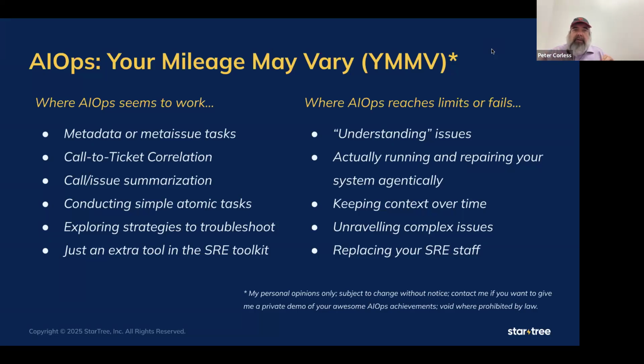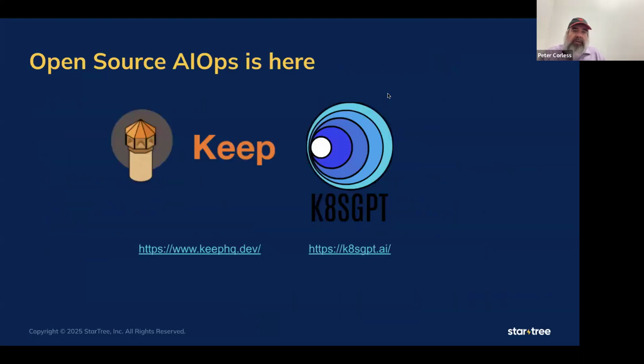But there are some very interesting companies that are doing very cool stuff with AI ops. And a lot of it, sadly, right now is closed source. Not all of it, though. So if you want to, you can check out keephq.dev. They are an open source AI ops play, as well as K8sGPT, which is specifically an LLM for Kubernetes. So those are two examples of AI ops. They have users. These are not just science experiments, but explore them yourself.